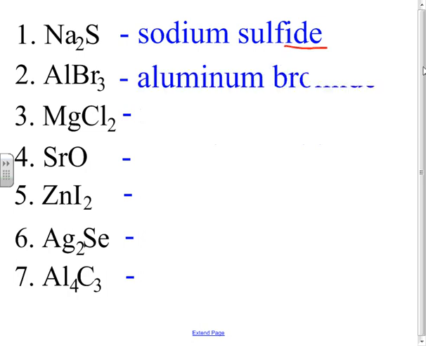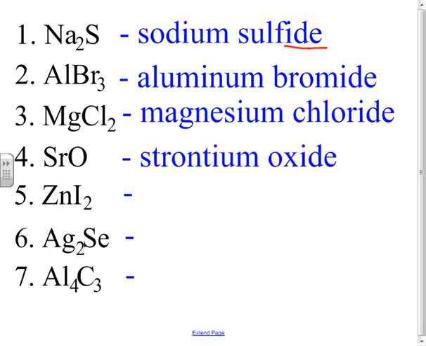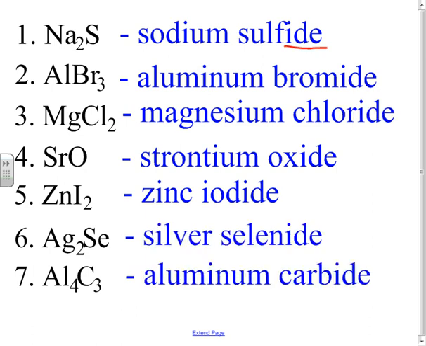Aluminum and bromine becomes aluminum bromide, magnesium and chlorine, magnesium chloride, strontium and oxygen, strontium oxide, zinc and iodine becomes zinc iodide, silver and selenium becomes silver selenide, and aluminum and carbon becomes aluminum carbide. So name the metal, change the second one to end in IDE.